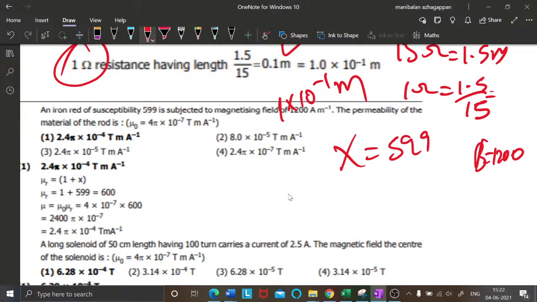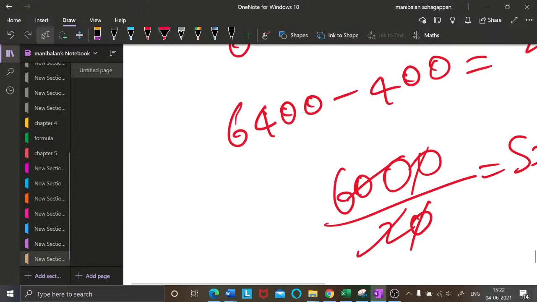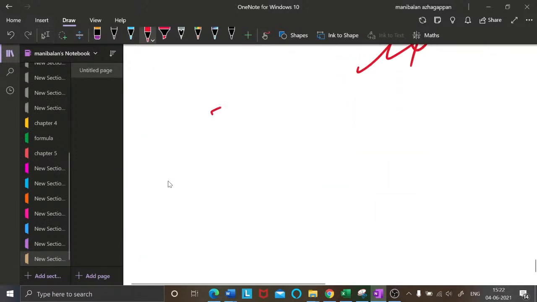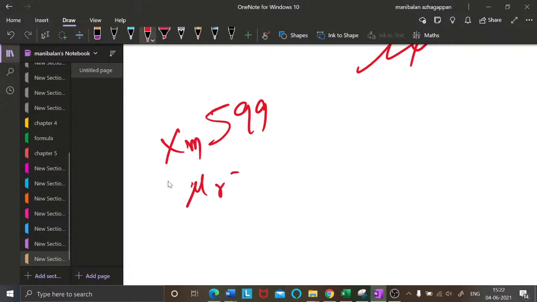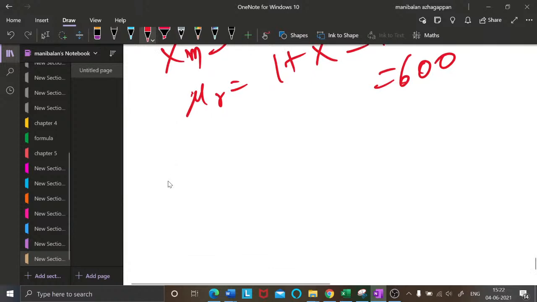Okay, the magnetic field is given. They asked for relative permeability, mu r is the question mark. See how I am going to do this problem. It's a very simple problem. Magnetic susceptibility is 599, xm. Relative permeability is equal to 1 plus magnetic susceptibility. It's 1 plus 599, which is going to be 600. So that is the relative permeability.